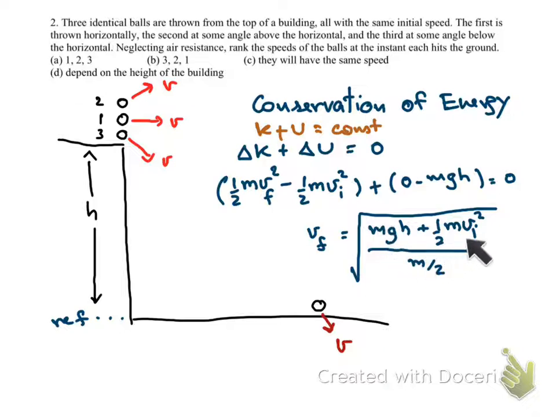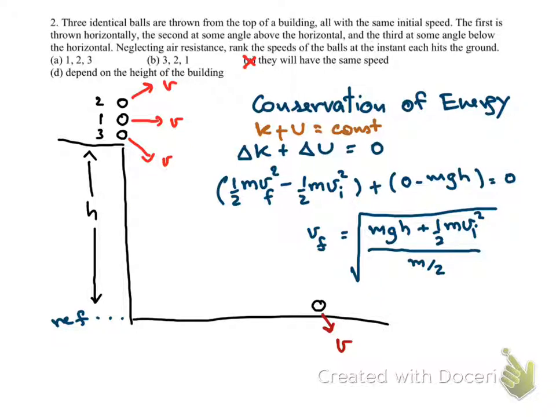And you can see that since these 3 balls have the same initial velocity and are identical, it means that they all have the same mass. So it means that they will all have the same final speed. Okay, so the answer is they will have the same speed.